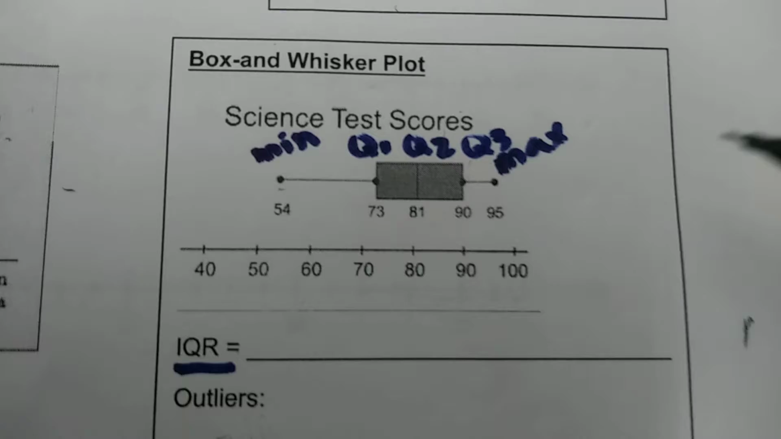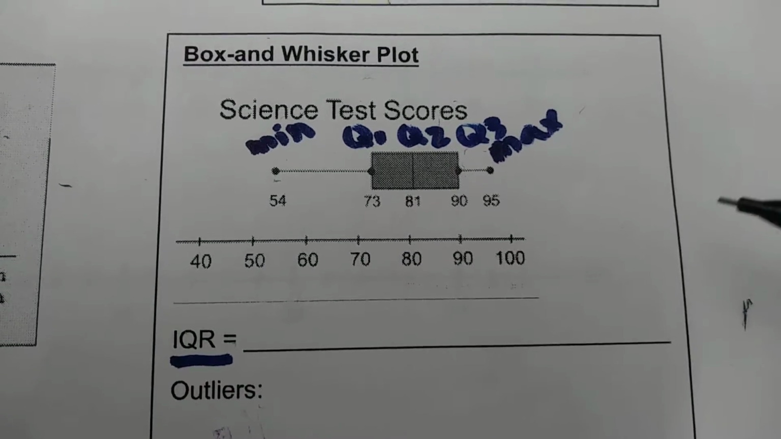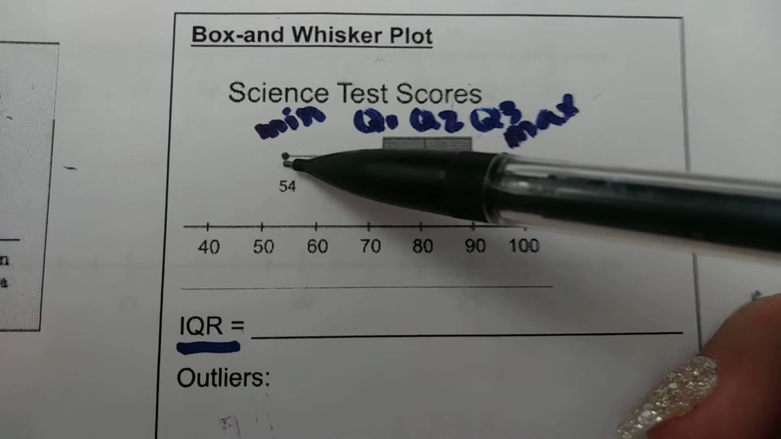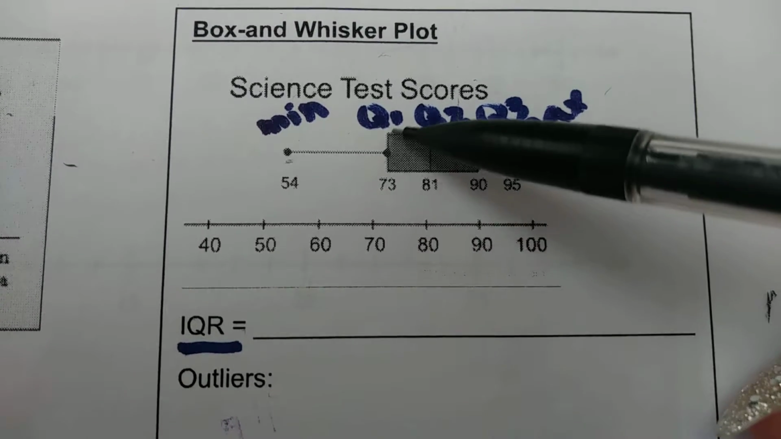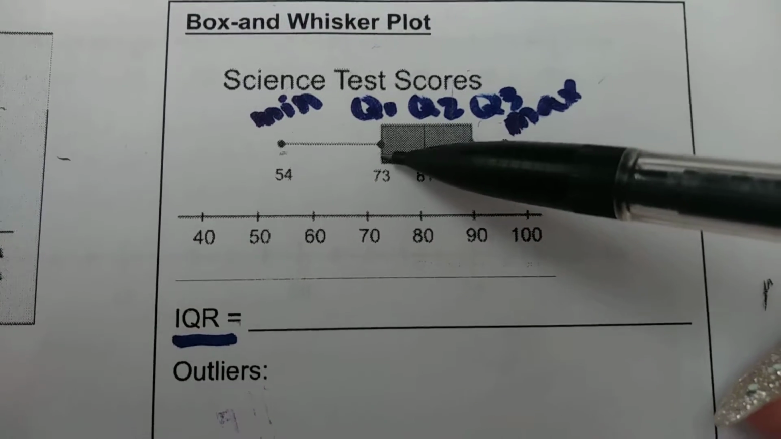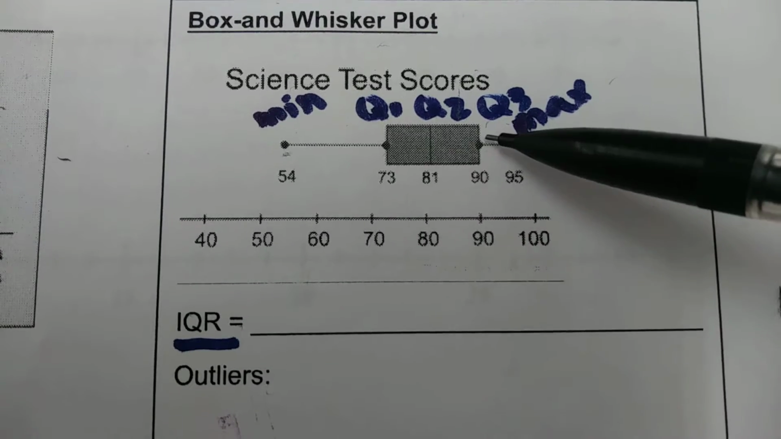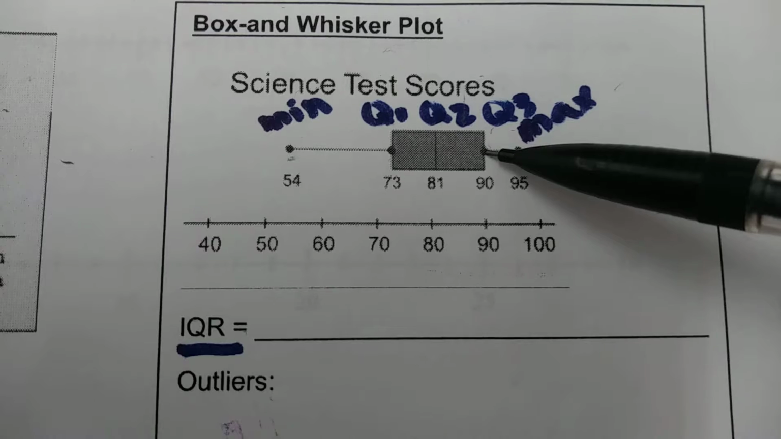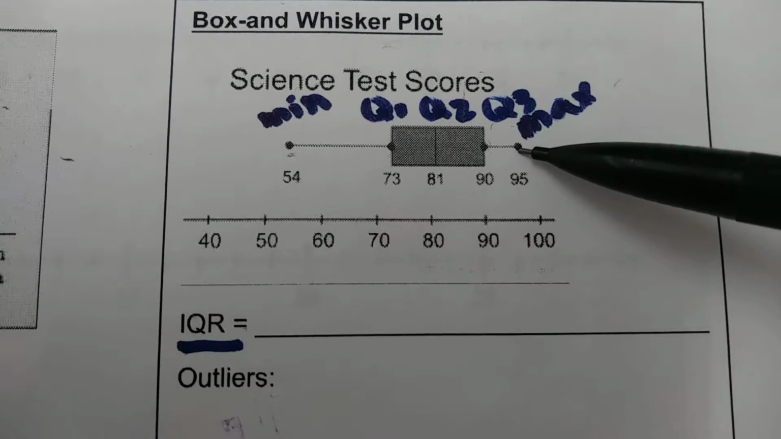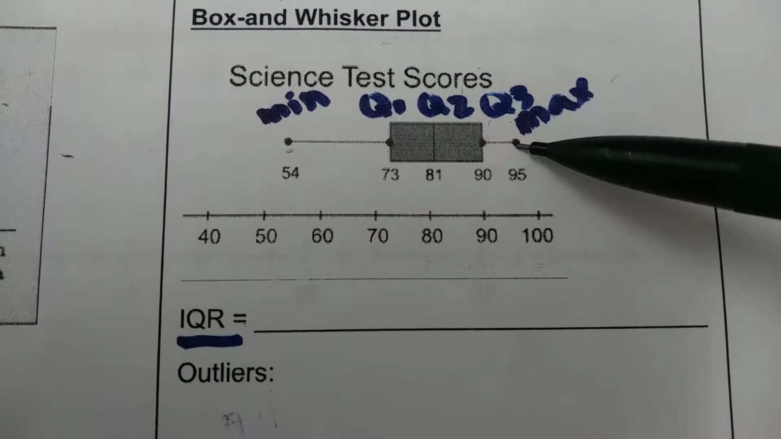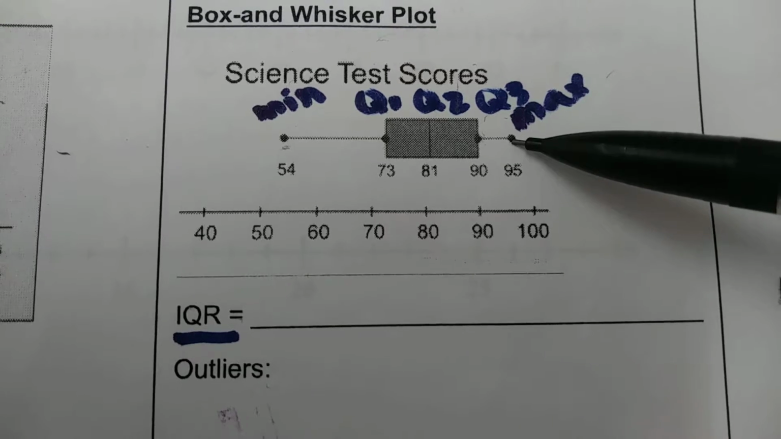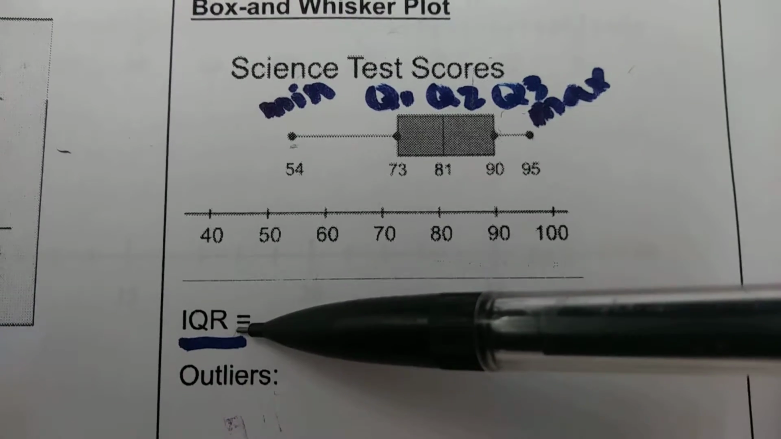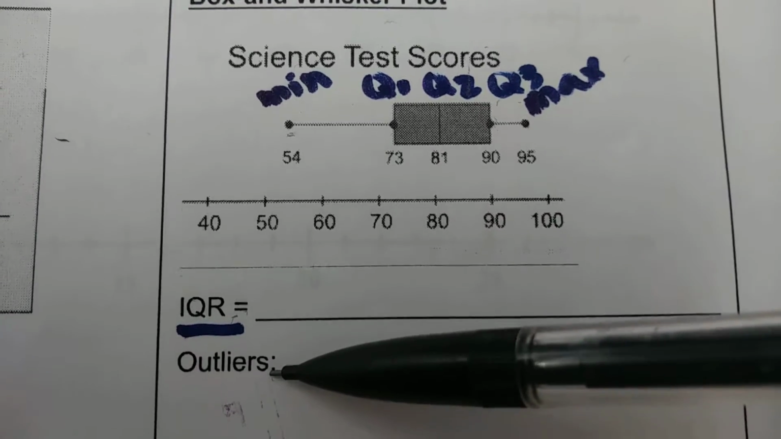Finally, we'll learn about the box and whisker plot. Your minimum will be at the end of the first whisker and connect to your 3 quartiles, quartile 1, 2, and 3 that make up the box. And then your maximum will be the end of the second whisker. We'll also talk about how to find the IQR and what that means, and how to find any outliers.